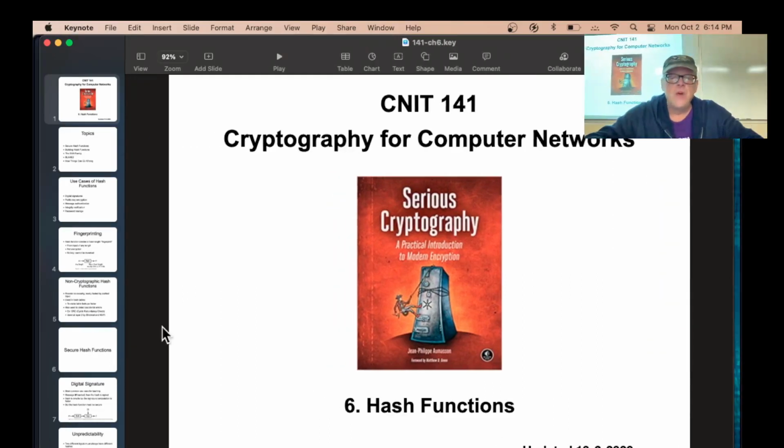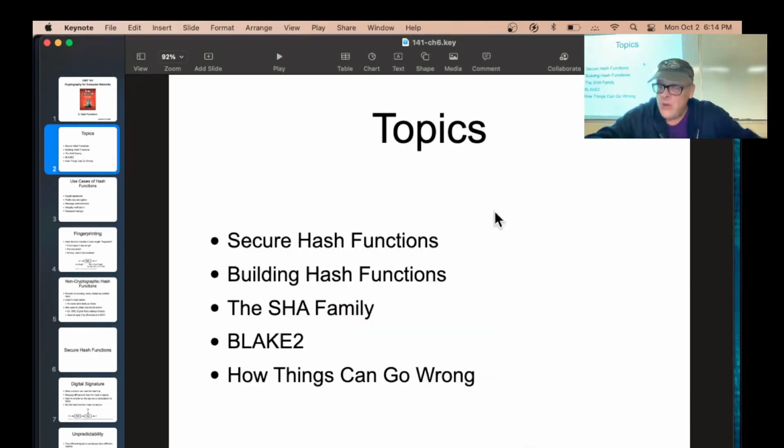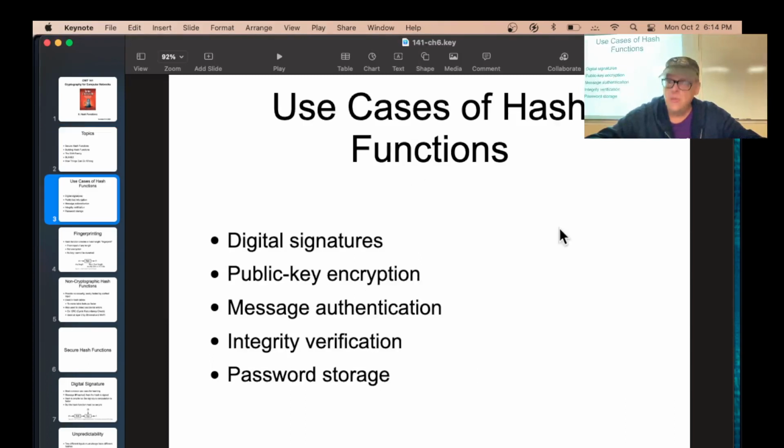All right, so we're going to talk about secure hash functions, how they work, the SHA family, and the newer one, Blake 2, and then usually some things that can go wrong. So a hash function lets you put a fingerprint on a digital object of any size. And the point is you can use it to identify if that object has changed, and you can make digital signatures. You can sign something.